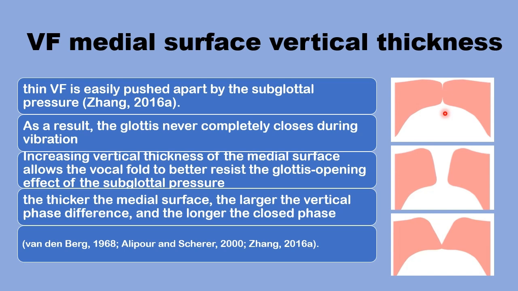As a result, the glottis may never completely close during vibration, producing a weak and breathy voice. On the other hand, increasing the vertical thickness of the medial ends of the vocal folds during phonation provides a better closure that can resist the glottis-opening effect of the subglottal pressure. Also, increasing the thickness would increase the phase difference in the pace between the inferior part and the superior parts of the medial ends of the vocal folds, and this would produce a longer closed phase of the vibratory cycle.